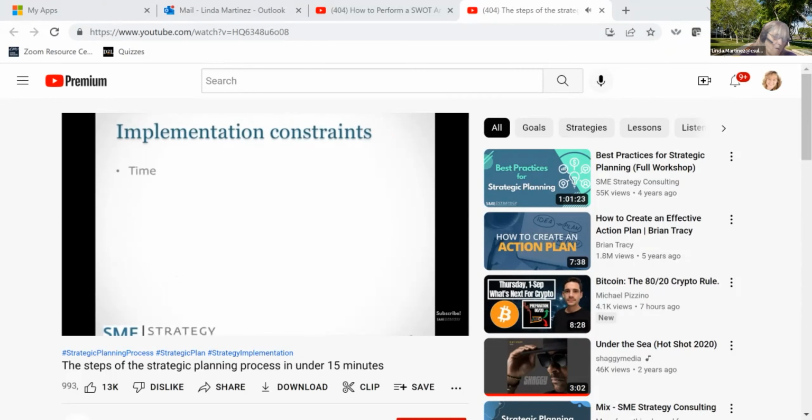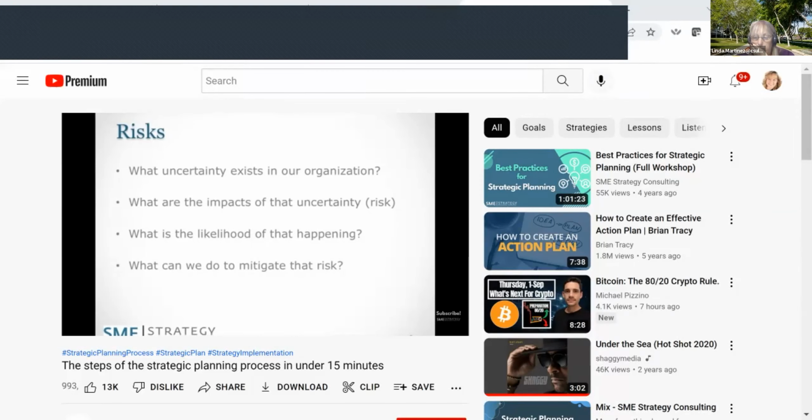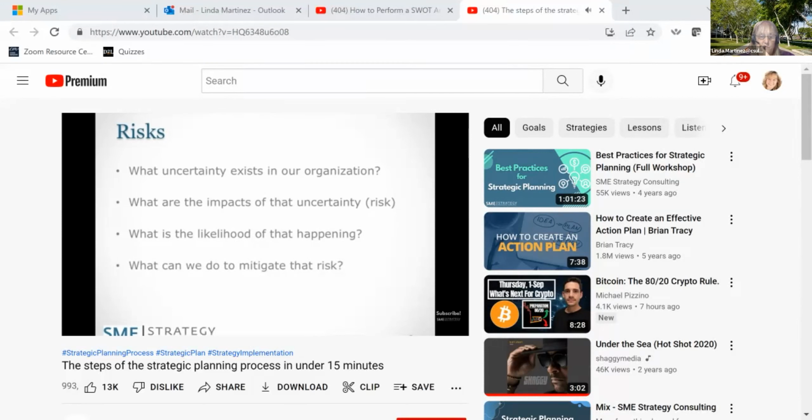So other implementation constraints: time, budgets, human resources, technology, and pretty much anything you can think of, it's waiting around the corner, and there are opportunities in the planning process to identify them, create impact studies, as well as mitigation plans to minimize the downside of these risks. So what uncertainties exist for us? What are the impacts of those uncertainties? What is the likelihood of that happening? And what can we do to mitigate that risk? That way you are proactive instead of reactive, and it keeps your plan on task.